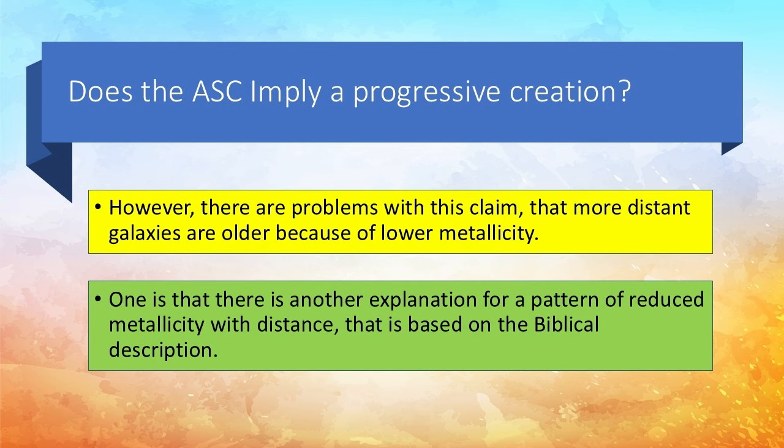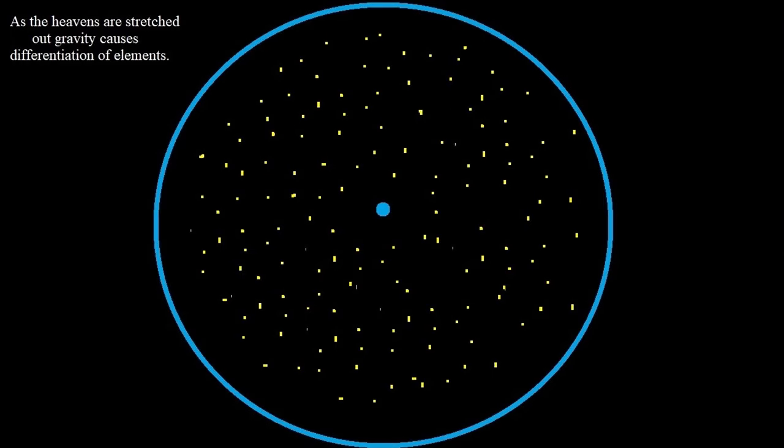One is that there is another explanation for a pattern of reduced metallicity with distance that is based on the biblical description. If the universe started off as a homogeneous mixture of hydrogen, helium, and other elements as God was creating it, as the heavens are stretched out, gravity causes differentiation of these elements. So in a bounded universe, it is not surprising to find such a pattern of metallicity among galaxies.